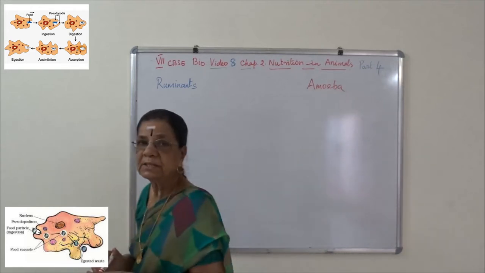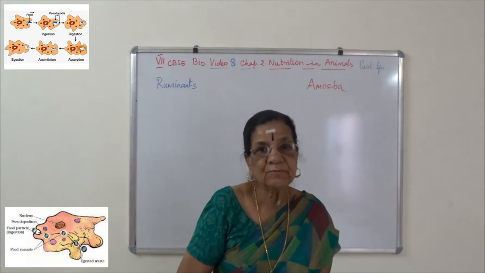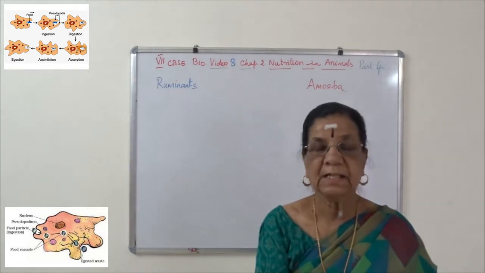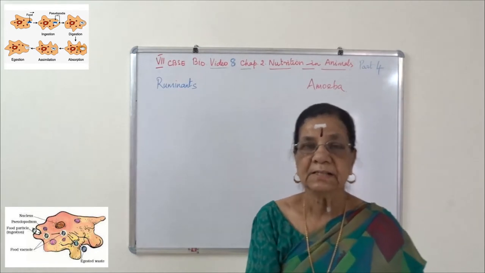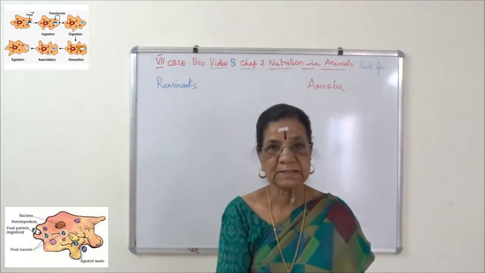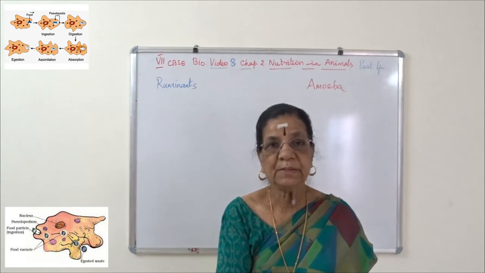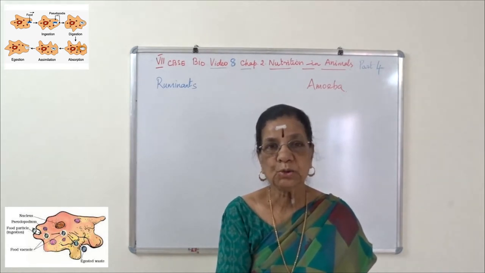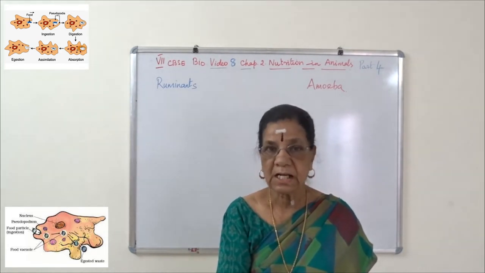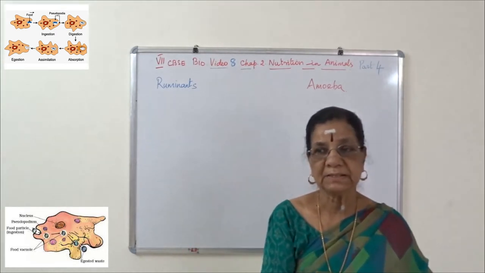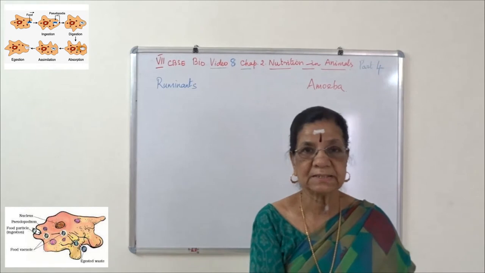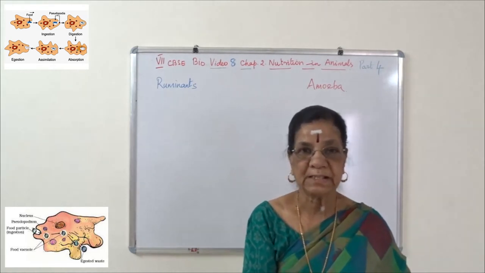Now what are ruminants? Animals which are eating grass. Otherwise we say the grass eating animals, they are called ruminants. And these animals are cow, goat, horse, sheep, and ruminant animals. They eat the grass and normally plants.